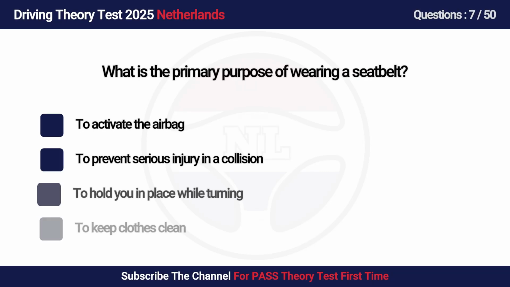Question 7. What is the primary purpose of wearing A? A. To activate the airbag. B. To prevent serious injury in a collision. C. To hold you in place while turning. D. To keep clothes clean.